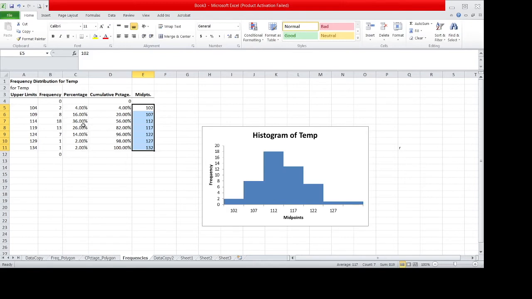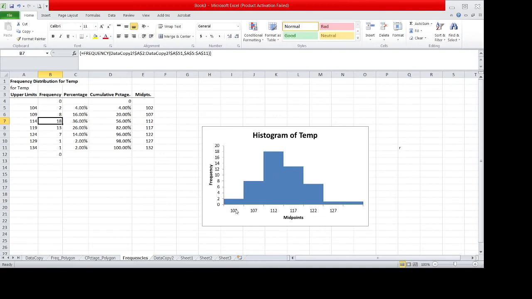The highest percentage is 36%, which is equivalent to a frequency of 18. Now this is the histogram of the given frequency distribution table.